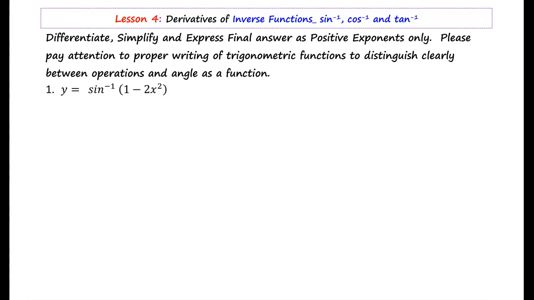Hello everyone. In this lesson, we will work with finding the derivatives of inverse sine, cosine, and tangent functions, and the notation for them will be sine to the exponent minus 1, cos to the exponent minus 1, and tangent to the exponent of minus 1.